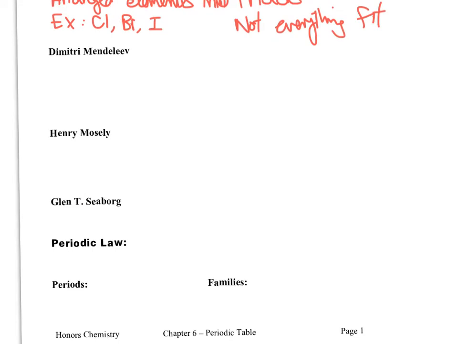And there were many, many people between W Reiner and Dmitry Mendeleev. Dmitry Mendeleev was Russian, and he made his periodic table in 1869, so about 40 years after W Reiner. Again, there were many people in between, but Dmitry Mendeleev is considered the father of the periodic table.